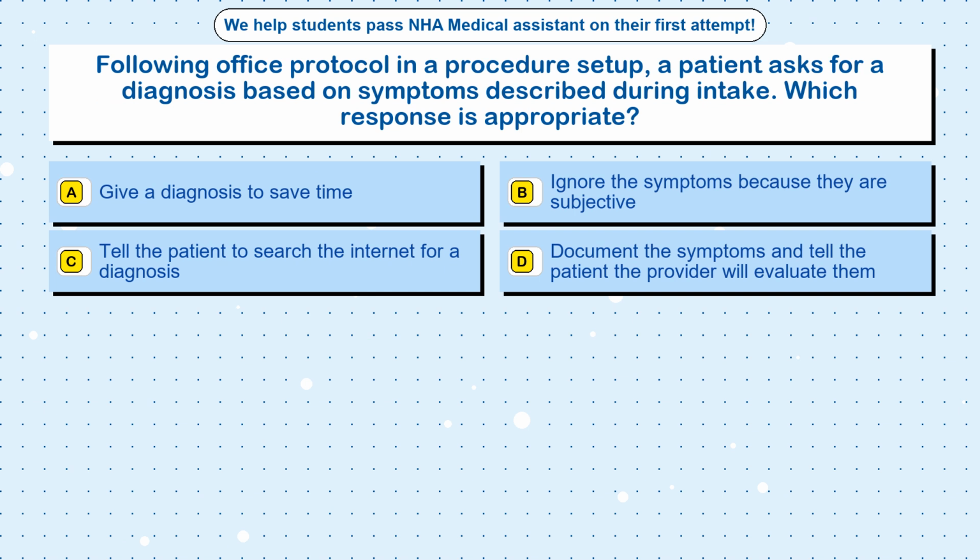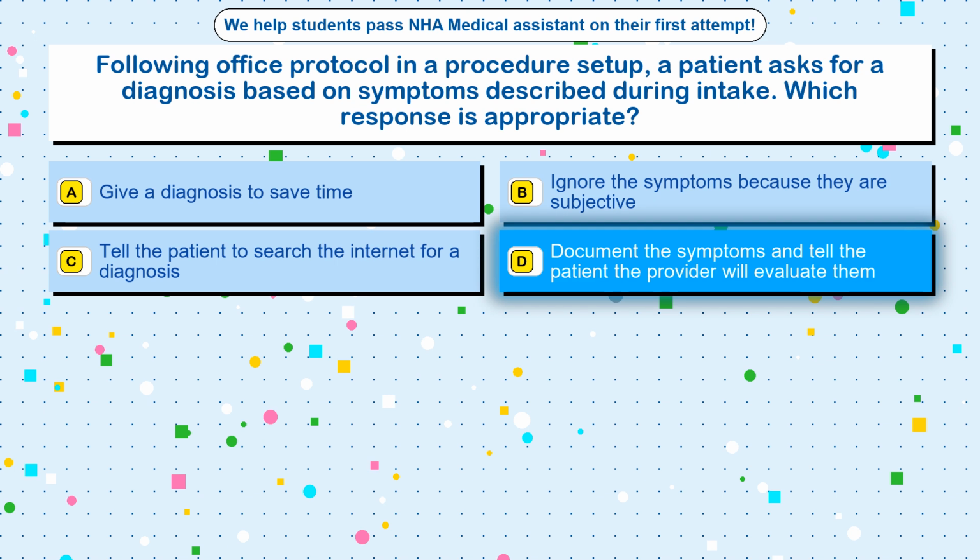Question 71. Following office protocol in a procedure setup, a patient asks for a diagnosis based on symptoms described during intake. Which response is appropriate? Option A, give a diagnosis to save time. Option B, ignore the symptoms because they are subjective. Option C, tell the patient to search the internet for a diagnosis. Option D, document the symptoms and tell the patient the provider will evaluate them.